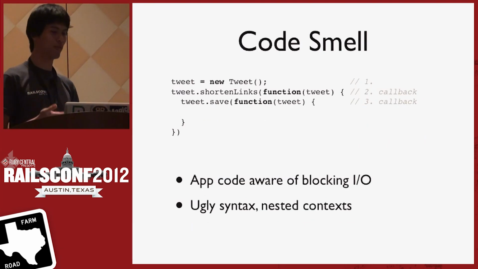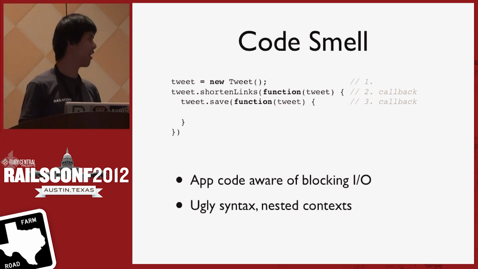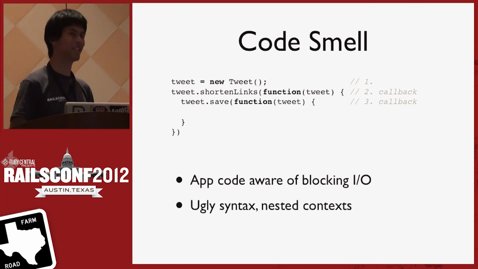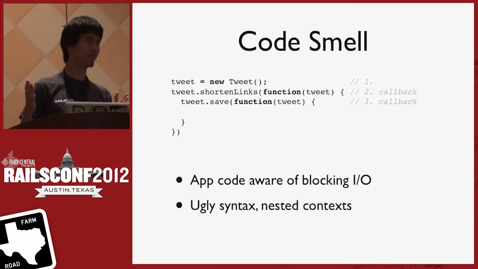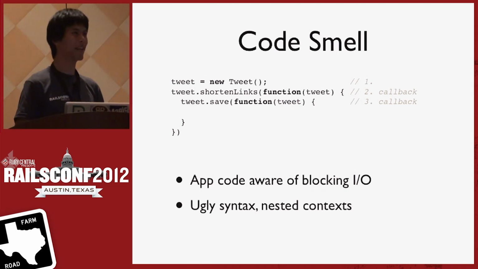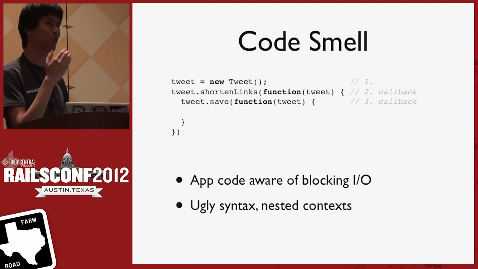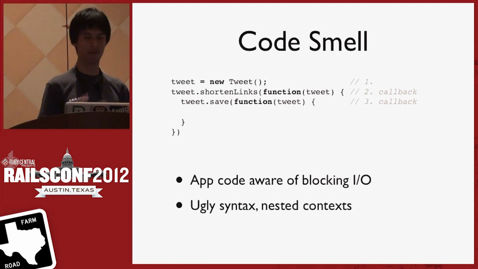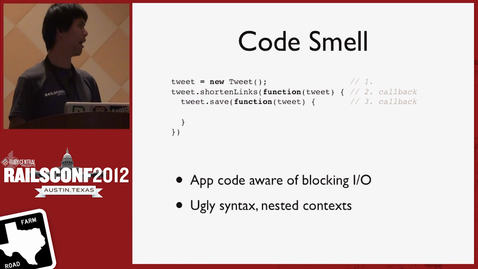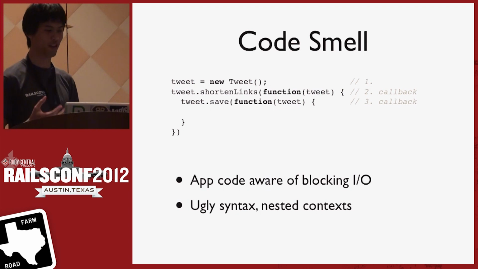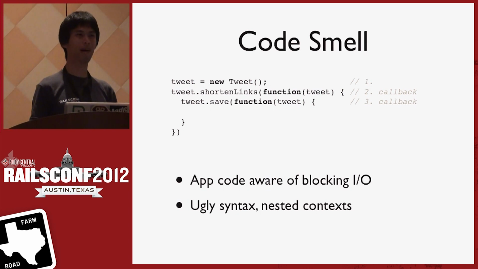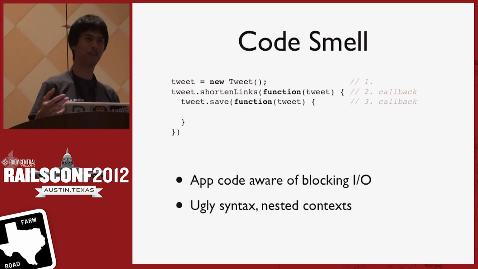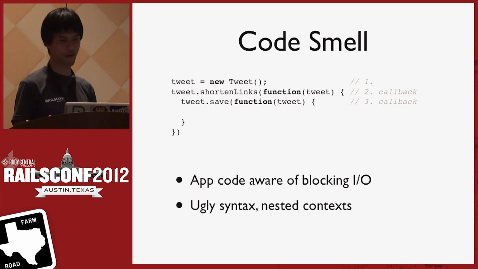The Node version does handle more concurrency, but there's a trade-off for this kind of improvement. Suddenly, if we look at our application code, we're aware of blocking I/O, right? Before, we just had to say shorten links, and then the next line, I know that's done, right? Here, we're basically exposing the fact that shorten links and save are both blocking operations. And really, in our domain, we don't need to know that. A tweet shouldn't have to know that internally under the hood, we're doing blocking I/O.